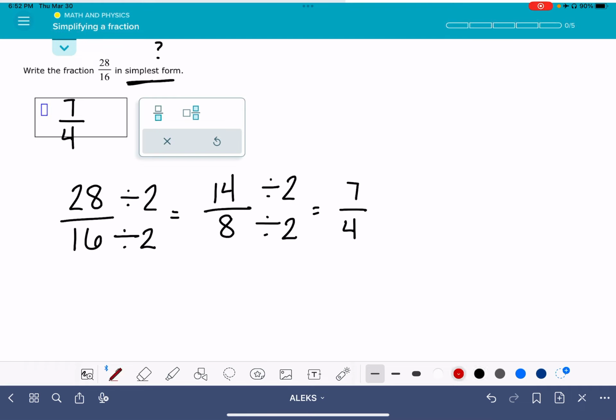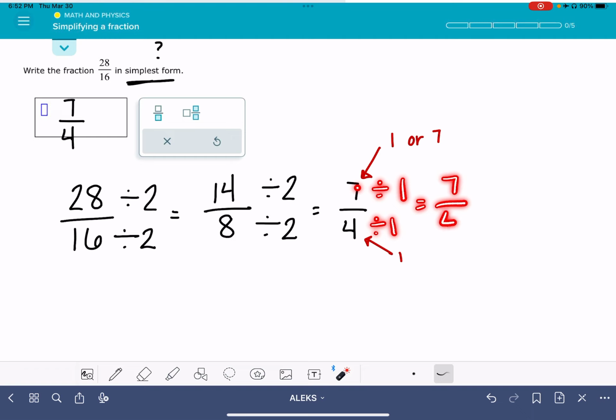The reason that I know that is because 7 is a prime number, meaning that it can only be divided by 1 or itself, 7. That's it. I can divide 4 by 1, but if I divide 7 by 1 and 4 by 1, I just get 7 over 4, so I haven't done anything to simplify my fraction.